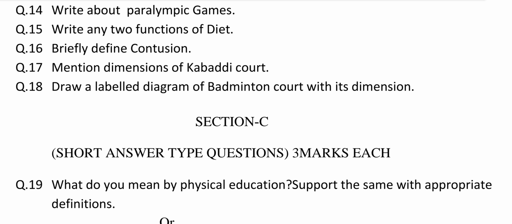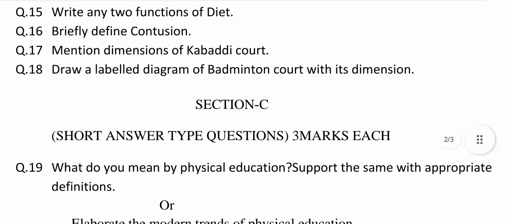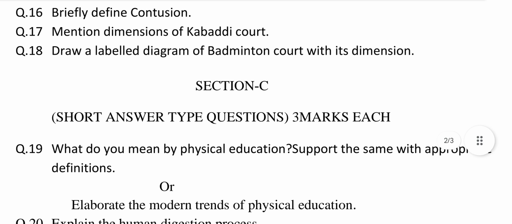Question number 15. Write any 2 functions of diet. This question is selected from chapter number 9, Diet and its Importance in Physical Education. The answer may be the 2 functions of diet are as listed below. Number 1. Diet contains nutrients, substances essential for growth, repair and maintenance of body tissues. Number 2. In diet, nutrients provide the energy for our body. Question number 16. Briefly define contusion. This question is selected from chapter number 10, Common Sports Injuries and Rehabilitation. The answer may be a region of injured tissues or skin in which blood capillaries have been ruptured. A bruise, a dark contusion on his cheek was beginning to swell. Question number 17.